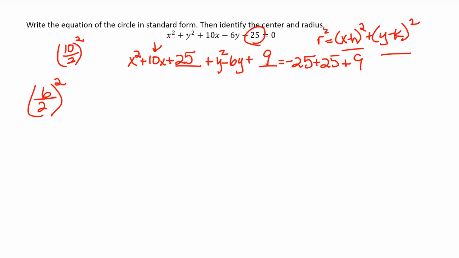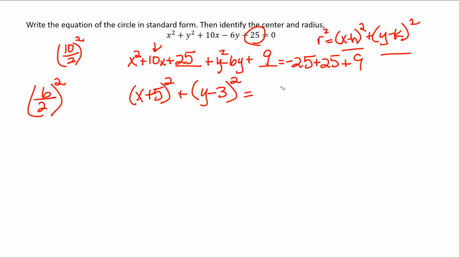Okay, so now we can write these two trinomials as perfect squares. So this first one is going to be (x plus 5) quantity squared, and the y one is going to be (y minus 3) quantity squared, and that's all going to equal 9. So we are now in the standard form of a circle. The only thing that's not exactly standard is the 9.